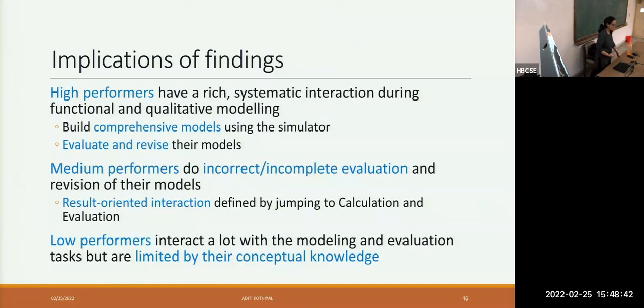And one of the suggestions that I have is to have estimation activities associated with most of the problem solving sessions. So every problem solving session should have some estimation problem associated with it so that students do that.